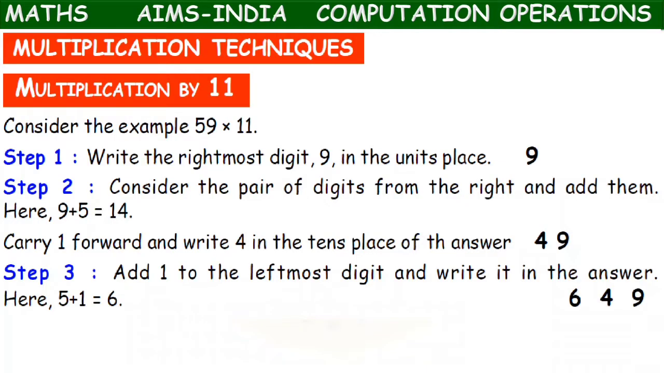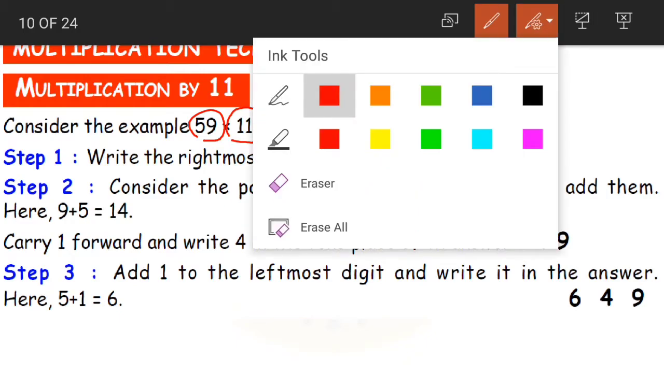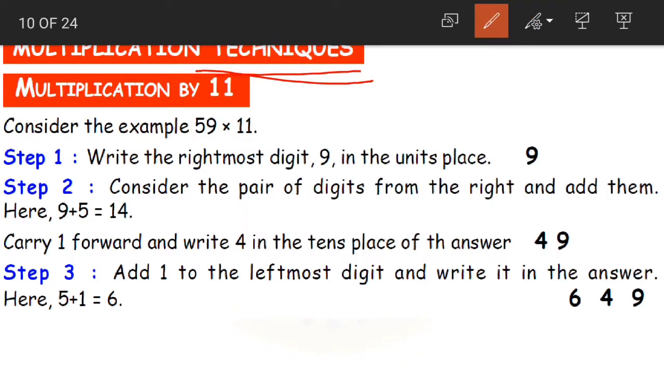So in today's class, the first topic is multiplication techniques. Now how to do the multiplication by number 11. Let us consider the example 59 into 11. Here we have one number and we need to multiply it with 11. Now how to do that? This is a technique of multiplication. Here we will not actually multiply. 59 into 11.